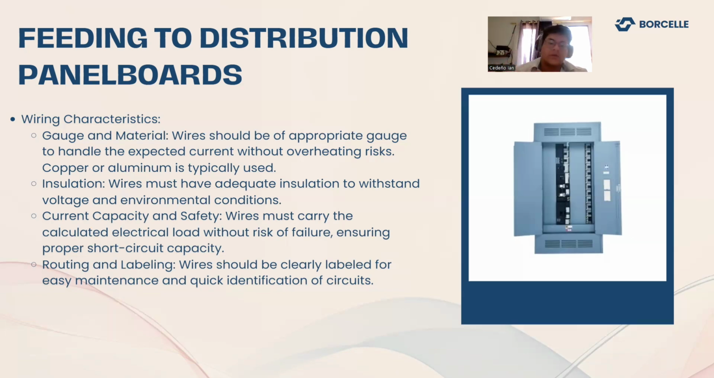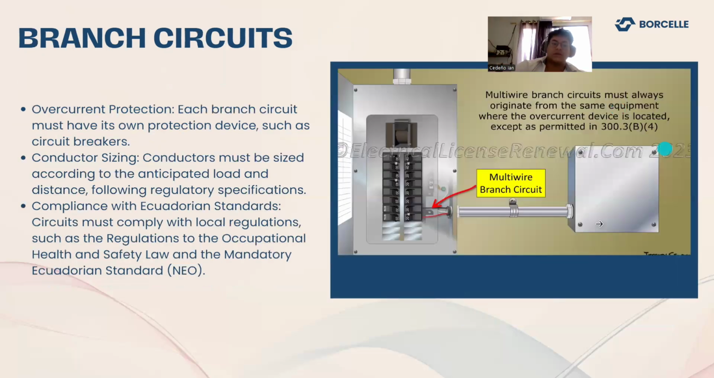And finally, we have the wiring and labeling. Wires should be clearly labeled for easy maintenance and quick identification of the circuits. Okay, the next topic is the branch circuit. This part has multiple branch circuits, the connections for every breaker.